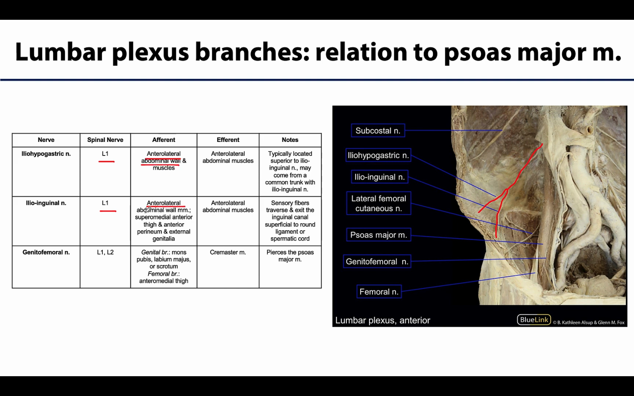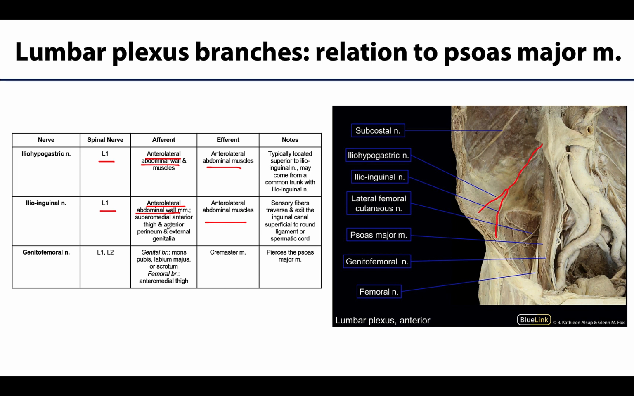So you can see that here and here. So they're sending signals back to the central nervous system regarding what is happening to the skin in that region, or in terms of proprioception of those muscles there. Additionally, they will both provide efferent innervation to those same muscles. In addition, the ilioinguinal nerve will provide afferent innervation to the superior medial thigh, as well as the anterior perineum and portions of the external genitalia. So skin over the mons pubis and the labium majus, or the root of the penis and upper part of the scrotum.